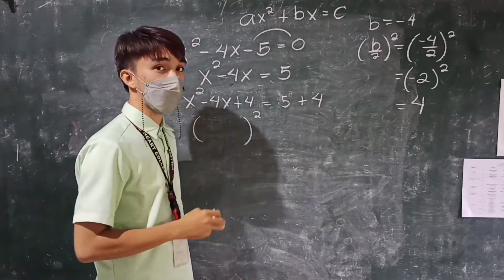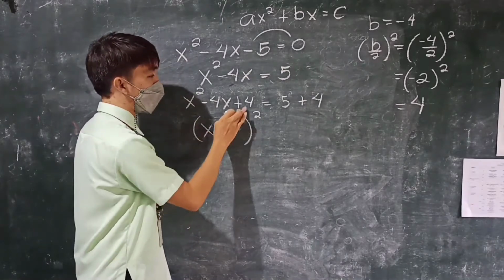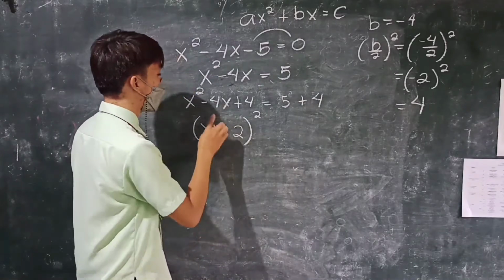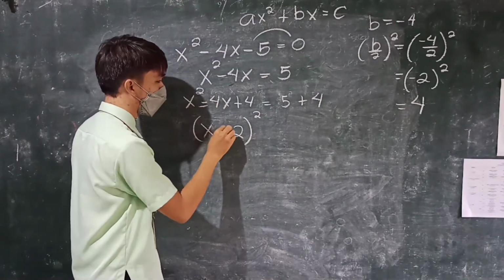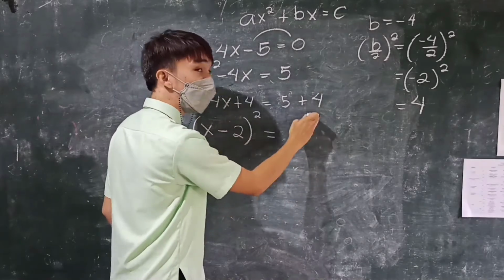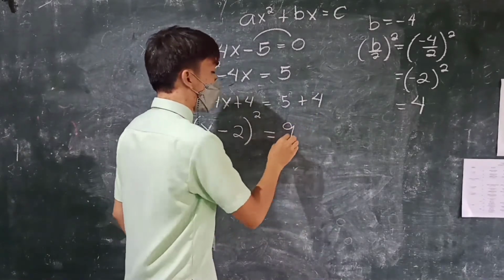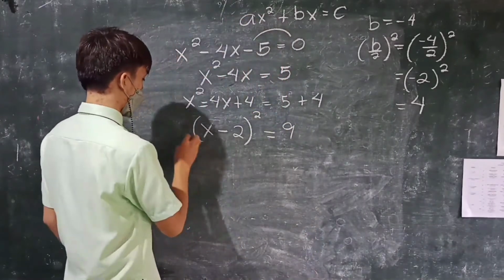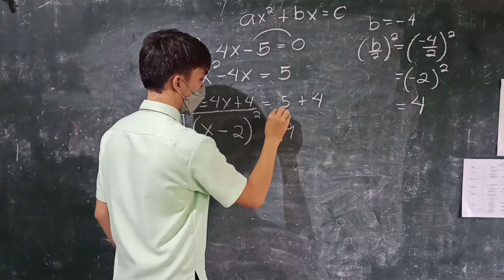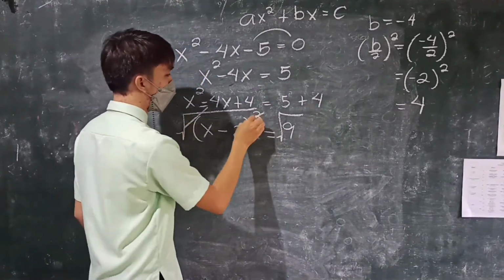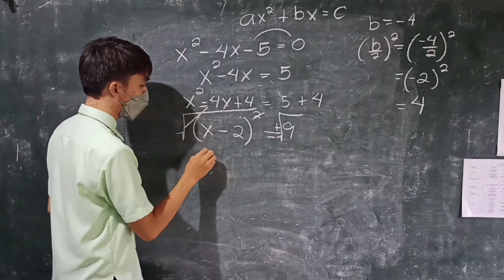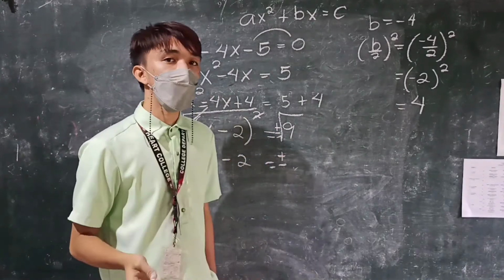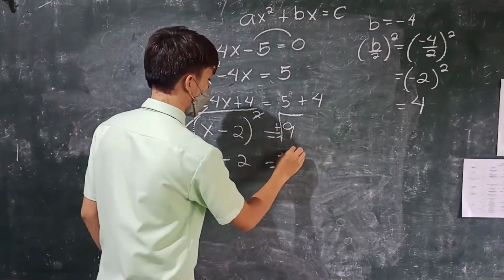The square root of x squared is x. The square root of 4 is 2. And the sign of the middle term, which is negative 4x, is negative. Equals 5 plus 4 equals 9. Next, you are going to apply the square root property. Cancel, cancel. Don't forget the positive negative sign here. So you have x minus 2 equals positive negative the square root of 9, which is 3.